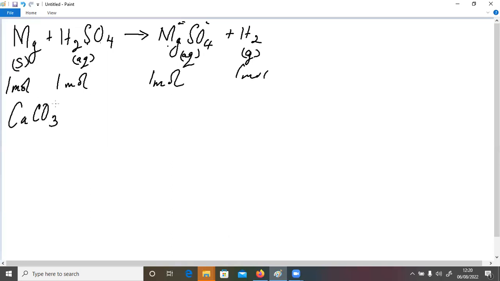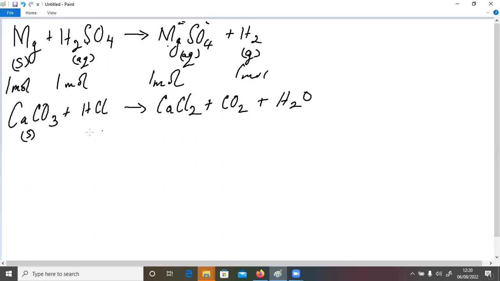Consider calcium carbonate reacting with hydrochloric acid to give some calcium chloride, some carbon dioxide gas and some water. Then we try and balance this one. Calcium carbonate is a solid or powder. Hydrochloric acid is in aqueous form. Calcium chloride is aqueous, dissolved in water.